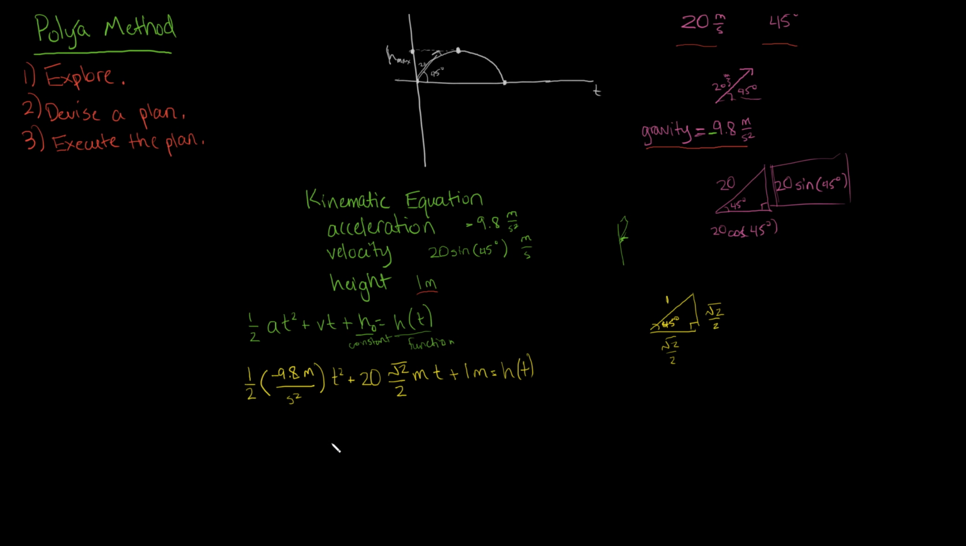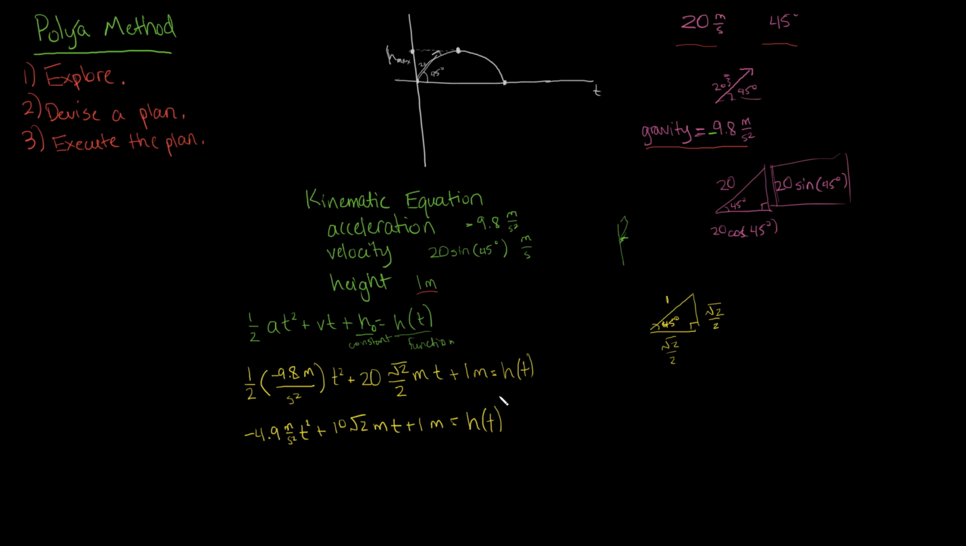And here, if we do a little bit of simplification, 1/2 times negative 9.8 is negative 4.9. So negative 4.9 meters per second squared times t squared, plus, then 20 and 2 cancel out to make 10, 10 square root of 2 meters times t, plus 1 meter, equals h of t at any time t.